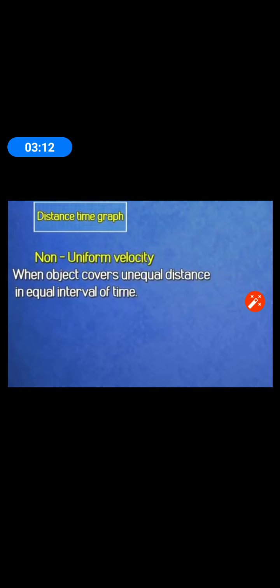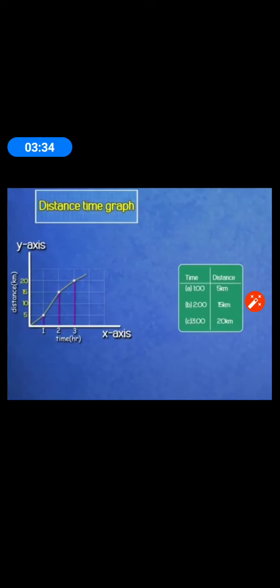The condition 2 is for the non-uniform velocity. What is non-uniform velocity? The velocity or speed when an object covers unequal distance in equal interval of time. Means the time interval is fixed, but the distances are not equal in that time interval. Then that type of speed is non-uniform. Okay? In this type of speed or velocity, the graph will not be a straight line.